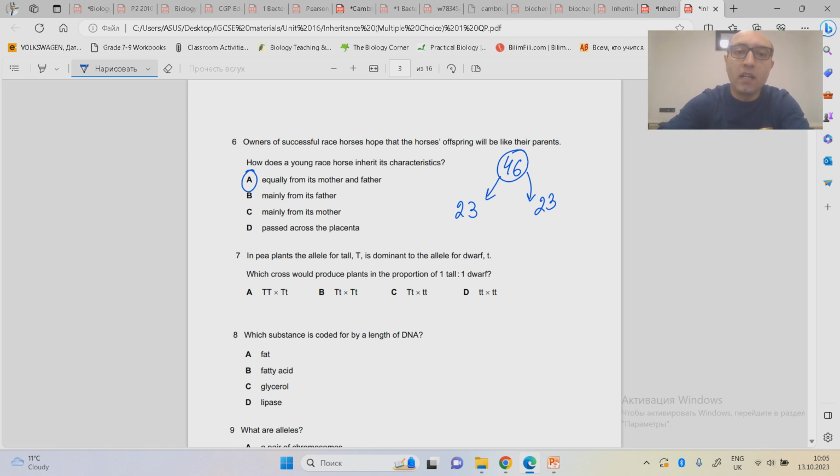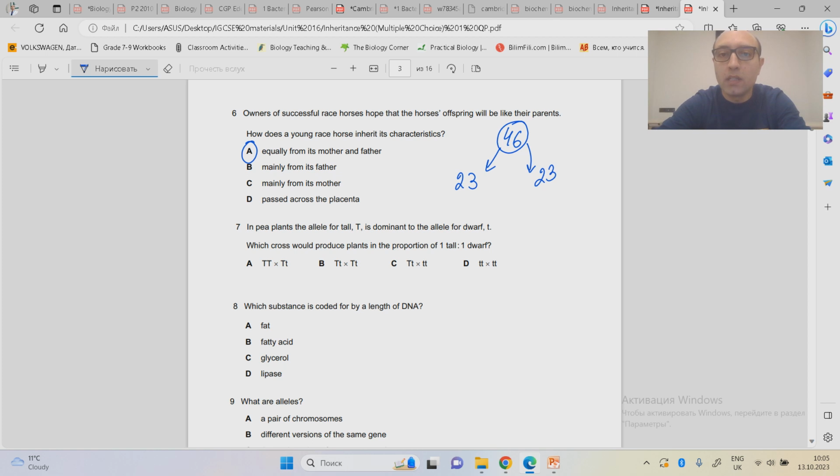In pea plants, the allele for tall is dominant to the allele for dwarf. So in here, small t shows it's recessive, capital T shows it's dominant. Which cross will produce plants in the proportion of one tall, one dwarf? So D can't be an answer, because why? Because in D, all of them are dwarf. 100% of them are dwarf.